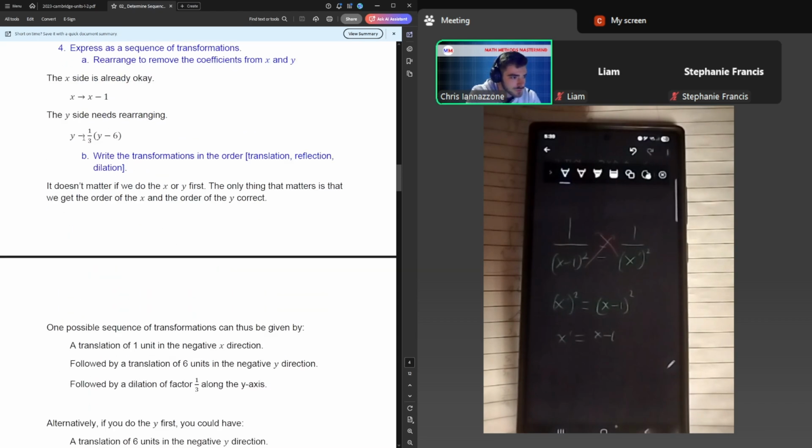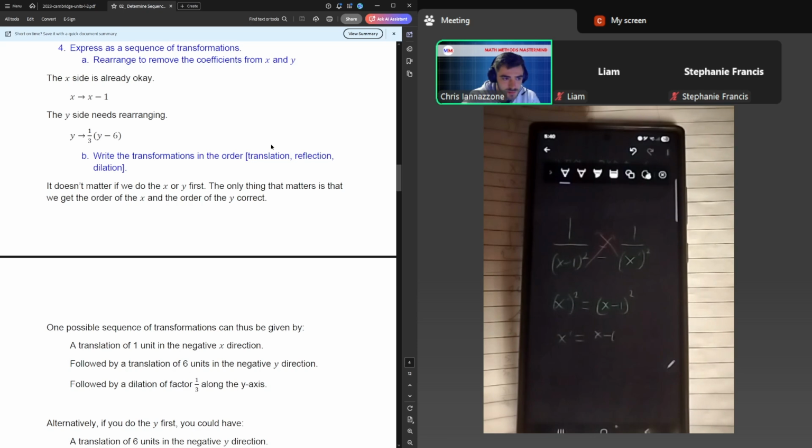But for now, if you have it in this form where everything is factorized, then you do translations first, then reflections, then dilations. So this here means a shift left by 1, or you can read that in the more mathy terminology. Then you have a shift down by 6, that's that one. And then you have a dilation by a factor of a third along the y. You could also say from the x in that situation. This is probably the best way to do it. Just do all the translations, then all the reflections, then all the dilations.